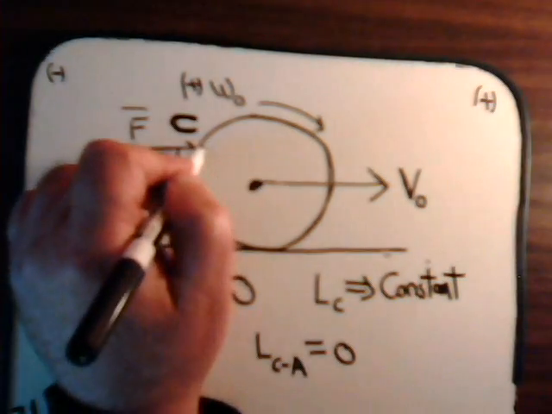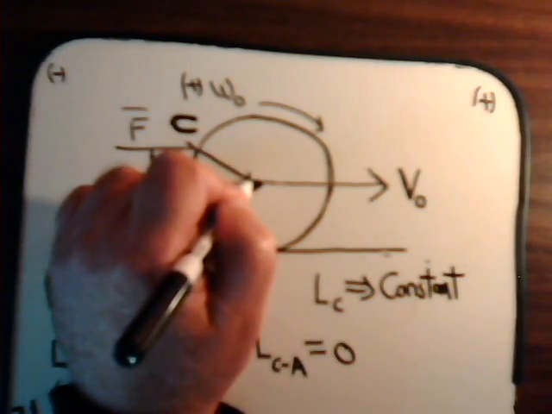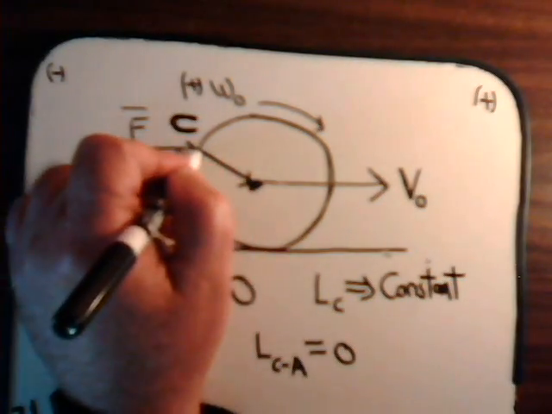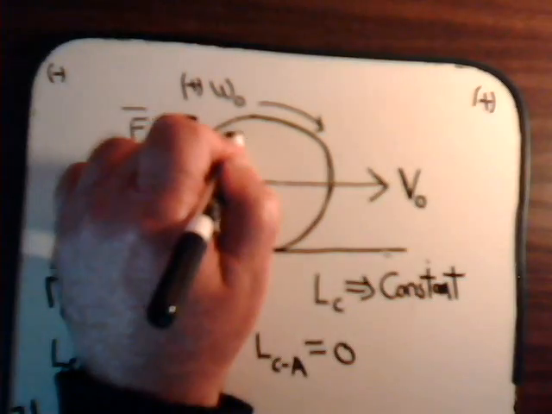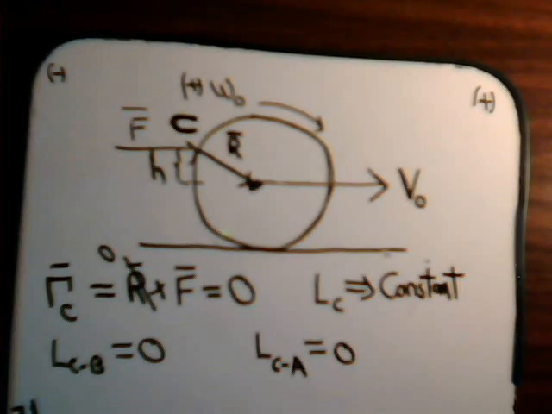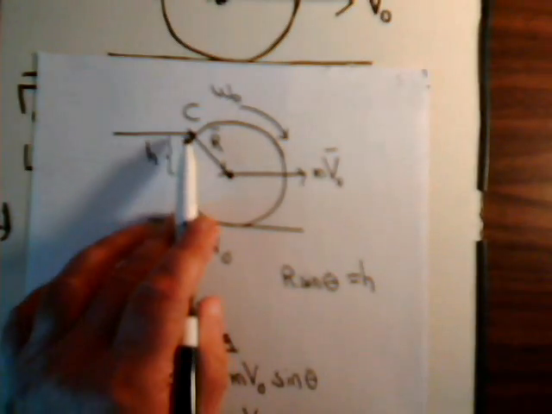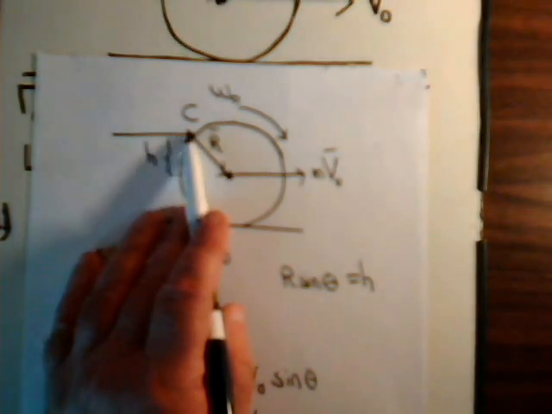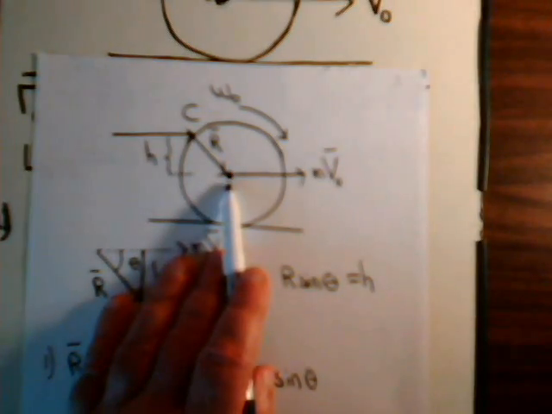So we need a position vector here, and that position vector is just the radius of the circle. So we have it like this. Point C, here's the center of mass, here's the position vector from point C going to the center of mass. It's just the radius of the circle.